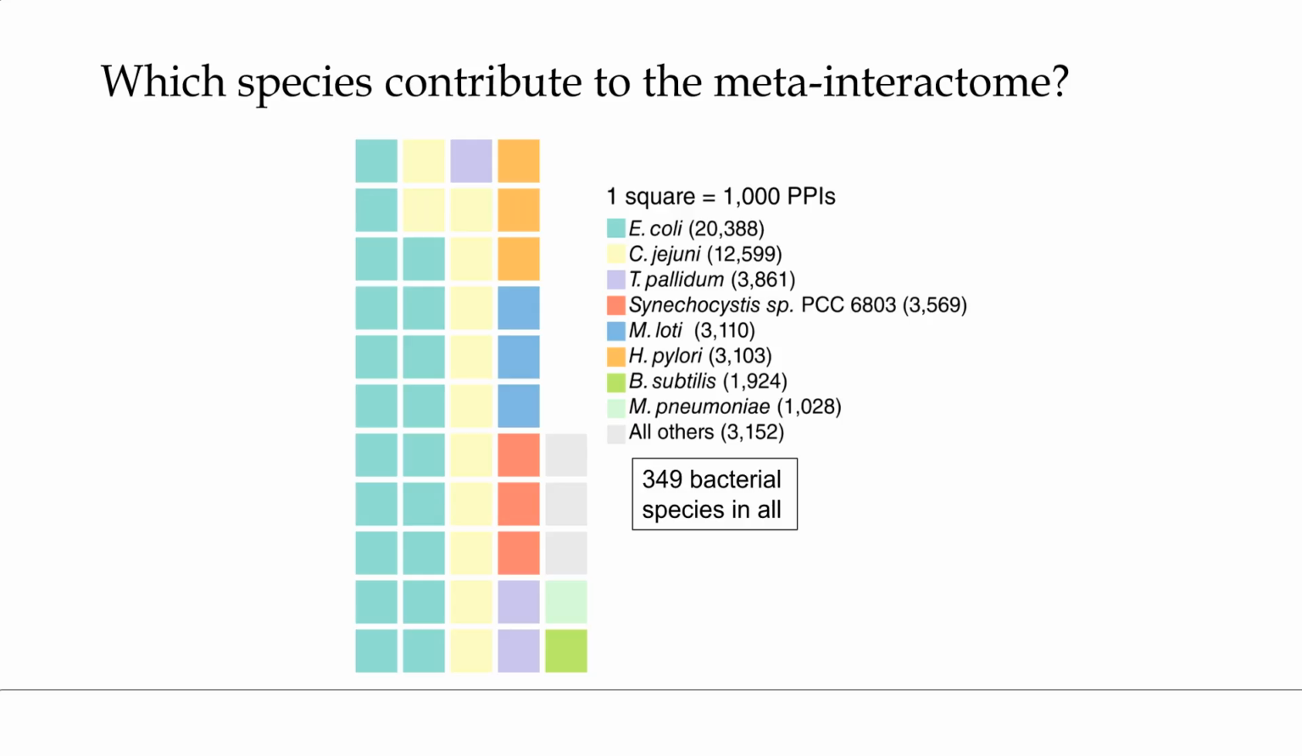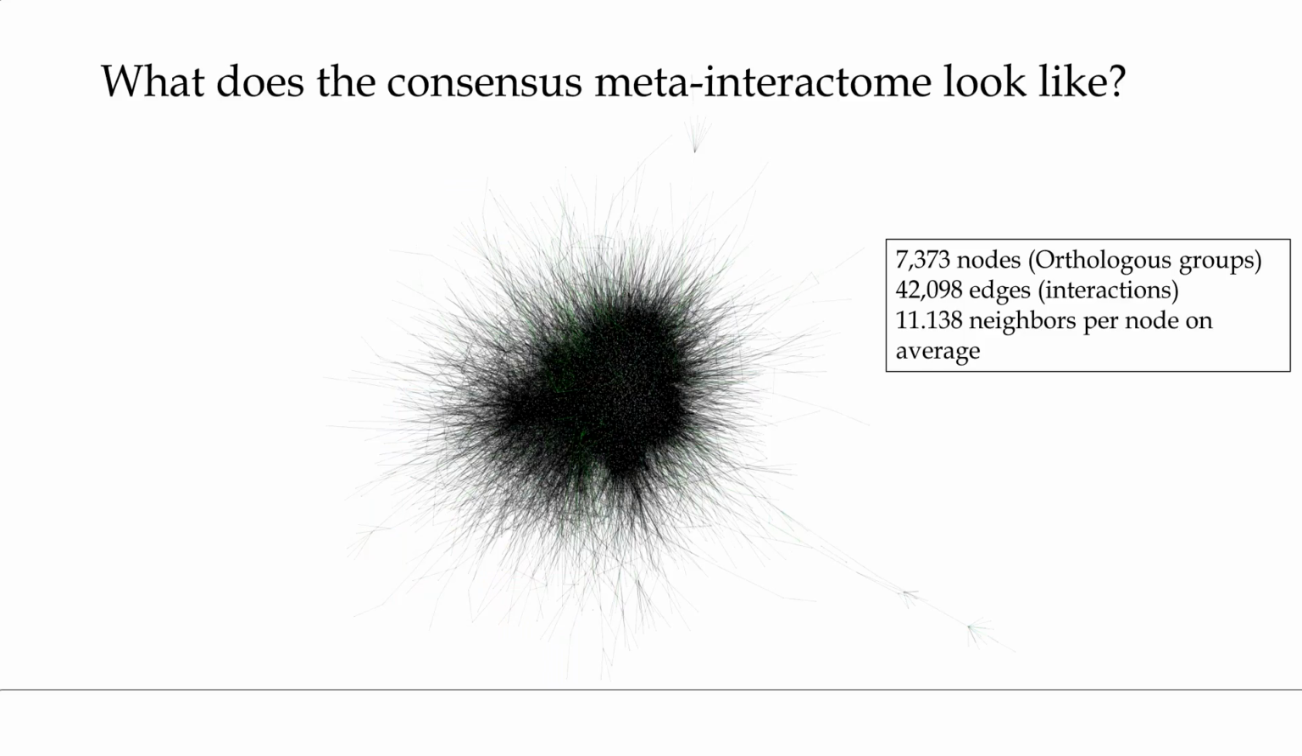So here's another hairball. In this case, it's the consensus meta-interactome. And of course, hairballs on their own don't necessarily show us a whole lot, but they can give us an idea of the complexity of the network. In this case, it is very complex. Even despite the fact that I've compressed this network of more than 50,000 interactions into about 42,000 interactions between more than 7,000 orthologous groups, we see that each of these nodes, that is the orthologous groups, have more than 11 neighbors per node on average. Some of them actually have quite a few. So we need some ways to trim this back a little bit.